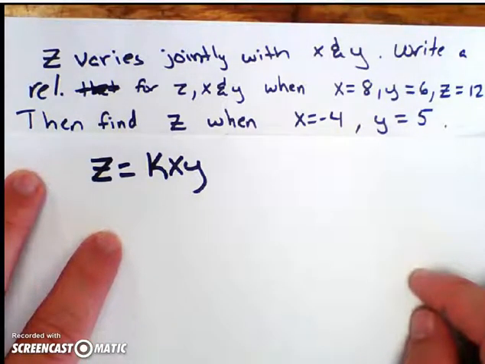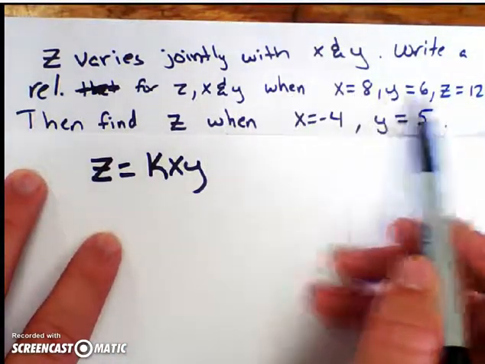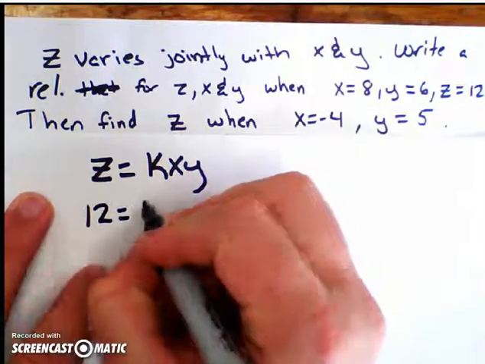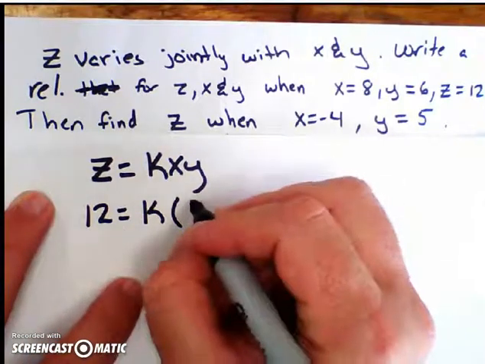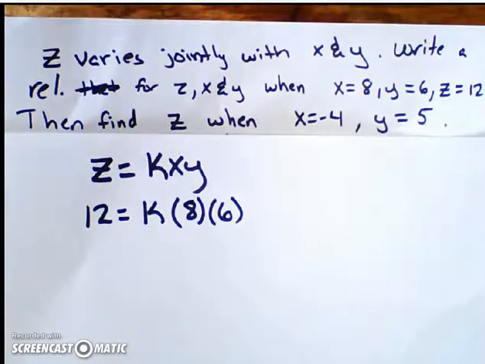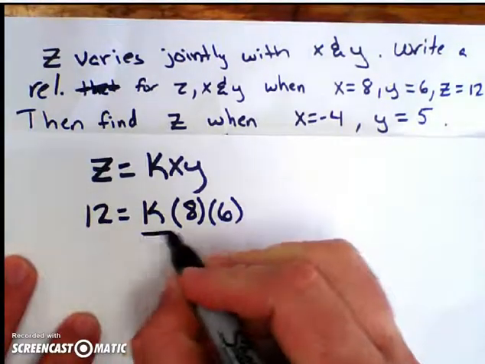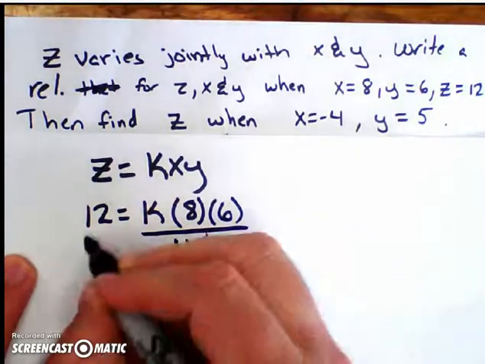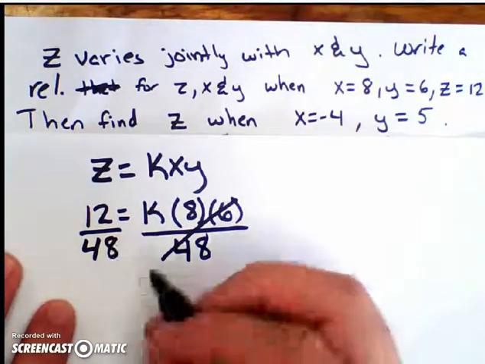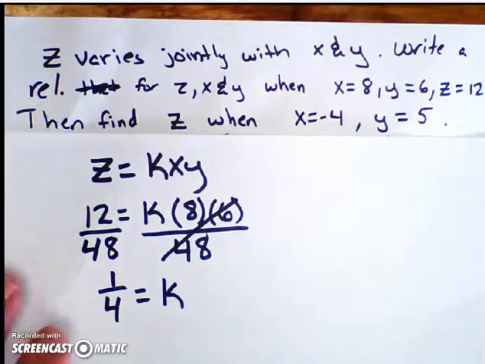Then it says to write a relationship for z, x, and y when these three variables are given here. So I'm going to plug in those variables. z is 12, k I don't know yet, x is 8, y is 6. Well, I know that 8 times 6 is 48, and to remove that from that side, I'm going to divide both sides by 48. 12 divided by 48 reduces to 1/4. So that is my constant. That's the first thing you have to find, your k value.